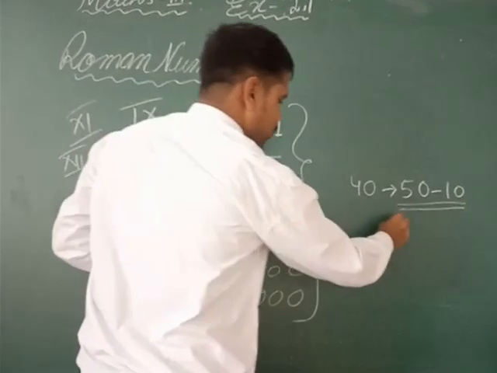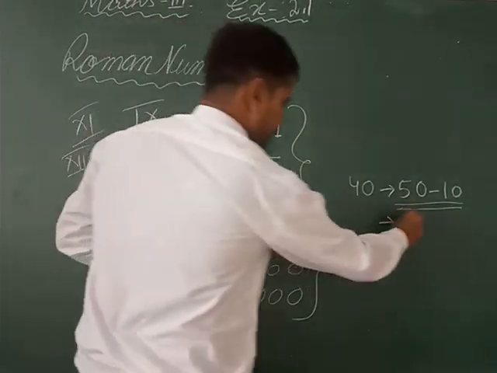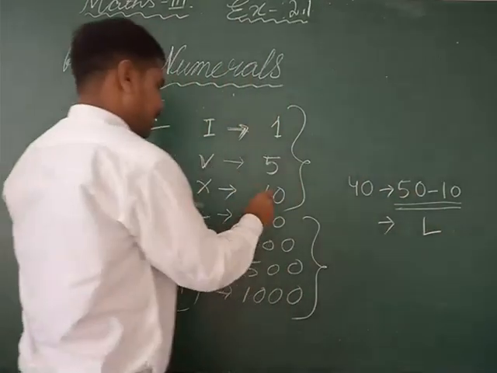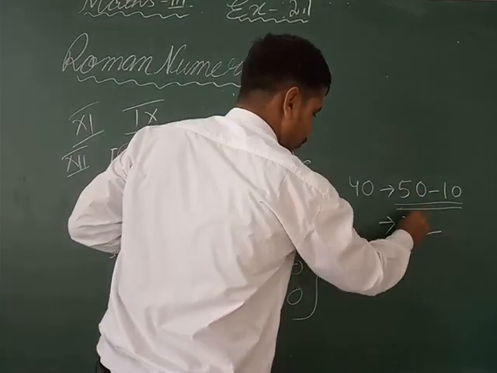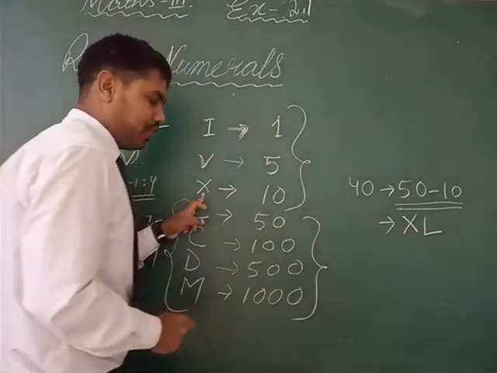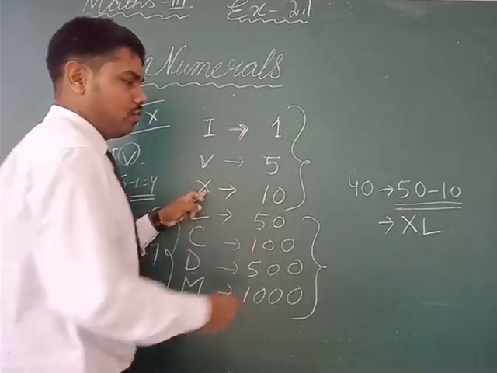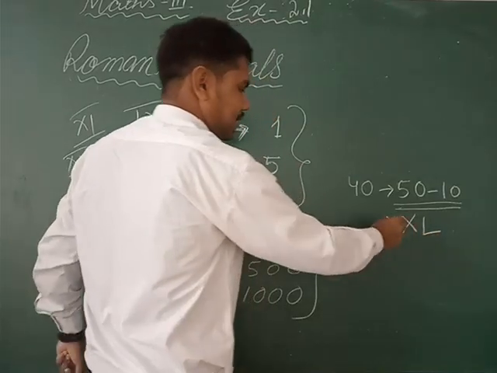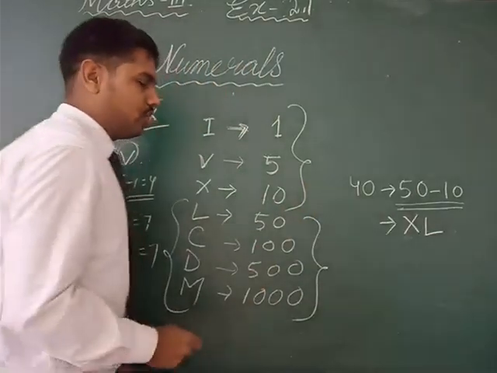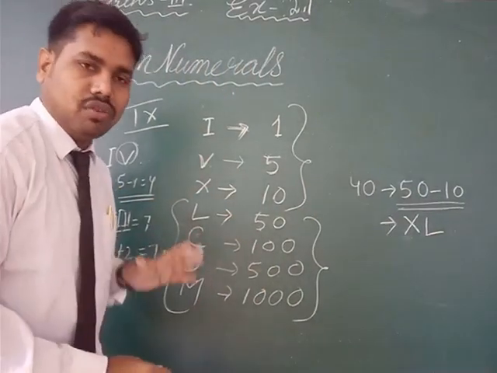So 50 means what? L. And 10 for x. So we will write x before L. So before L, 50, x means L minus x is equal to 40. So 50 minus 10 is equal to 40.